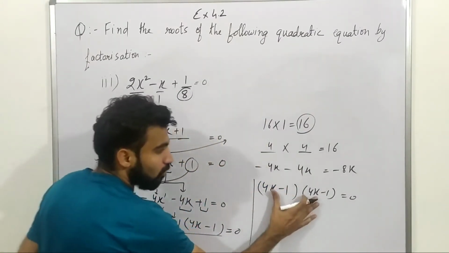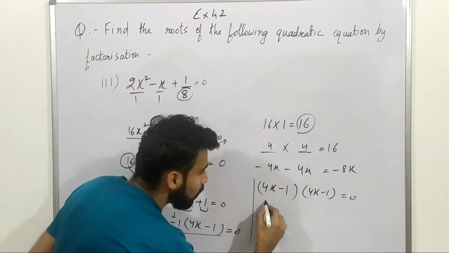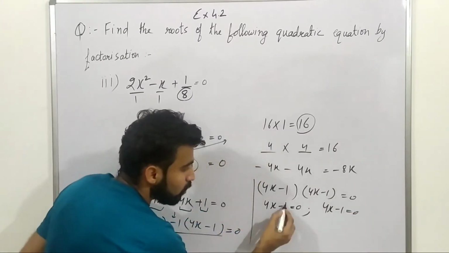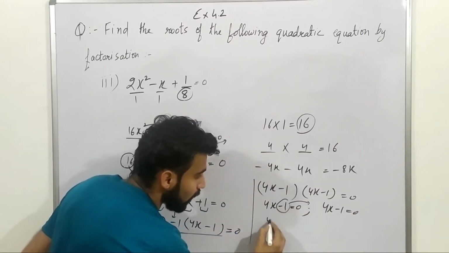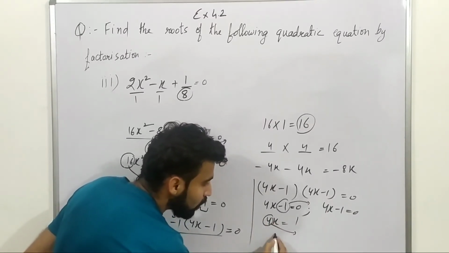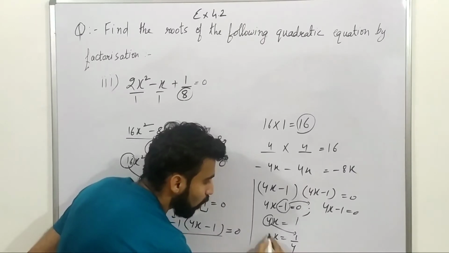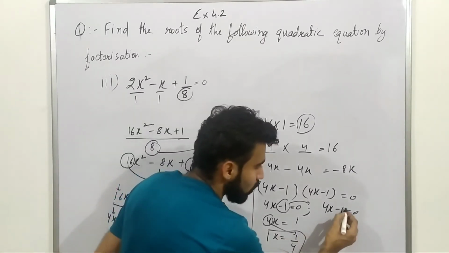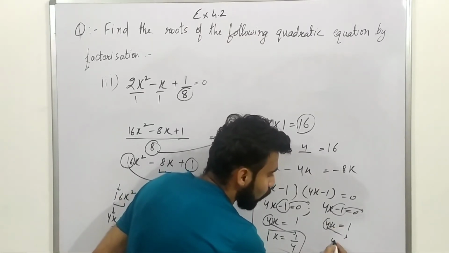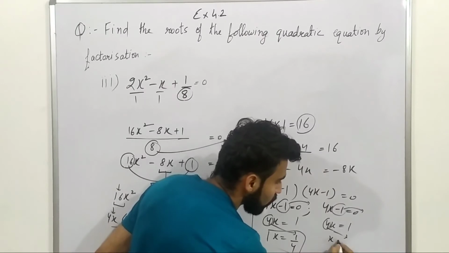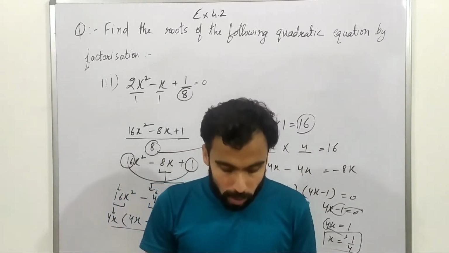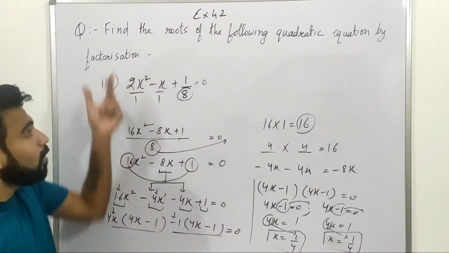So if I just place these factors one by one equal to 0, that will be 4x minus 1 equal to 0 and 4x minus 1 equal to 0. If I transfer this minus 1 over to the right hand side, that will bring you 4x equal to 1. Now transfer this coefficient 4 to the denominator, that will bring you the first root, that is 1 by 4. Right? And now similarly, you will again get the similar root, 1 by 4. Let me just write it clearly. So that will be 1 by 4. So this is how you are going to find out the roots of a quadratic equation by the factorization method.